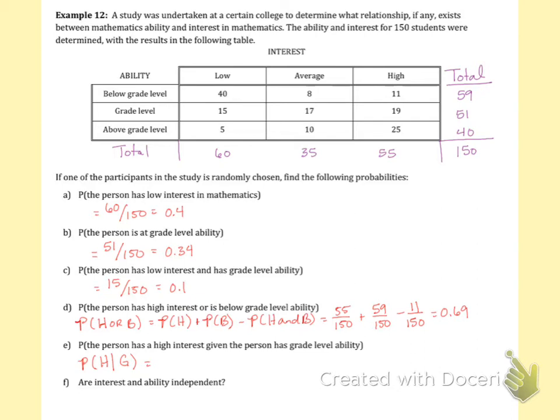We know that we're given that the person has grade level ability. So I'm only looking at this row because I know that those are the only students I'm considering in this problem, which means the new total is 51. And of those 51 students, I want to know how many of them have a high interest. So I'm going to have 19 out of 51. And when you put this in your calculator, you'll get 0.37.